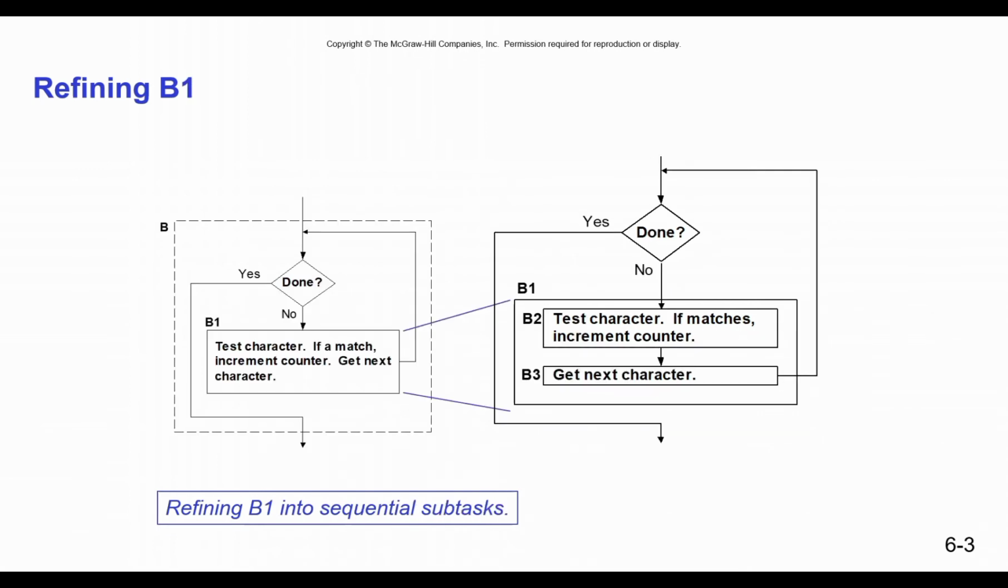This slide also shows refining B1. The meaning is B1 into sequential subtasks. The process B1 has sub-processes to perform the main process. The sub-processes in B1 are B2 and B3. B2 is test character, if match, increment counter, and B3 is get next character. After that, the result will go back to the sequential subtasks to do the B process.